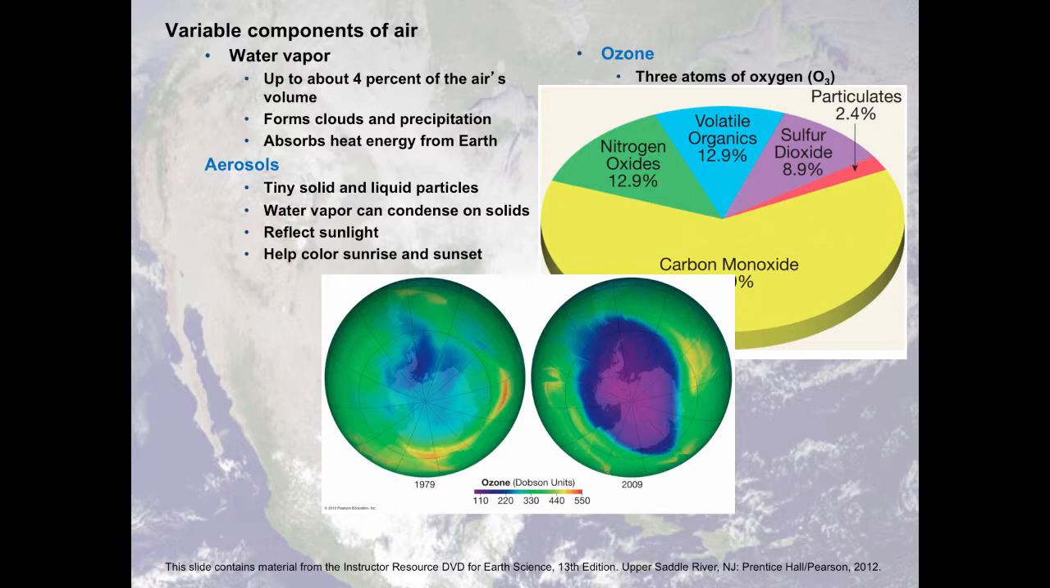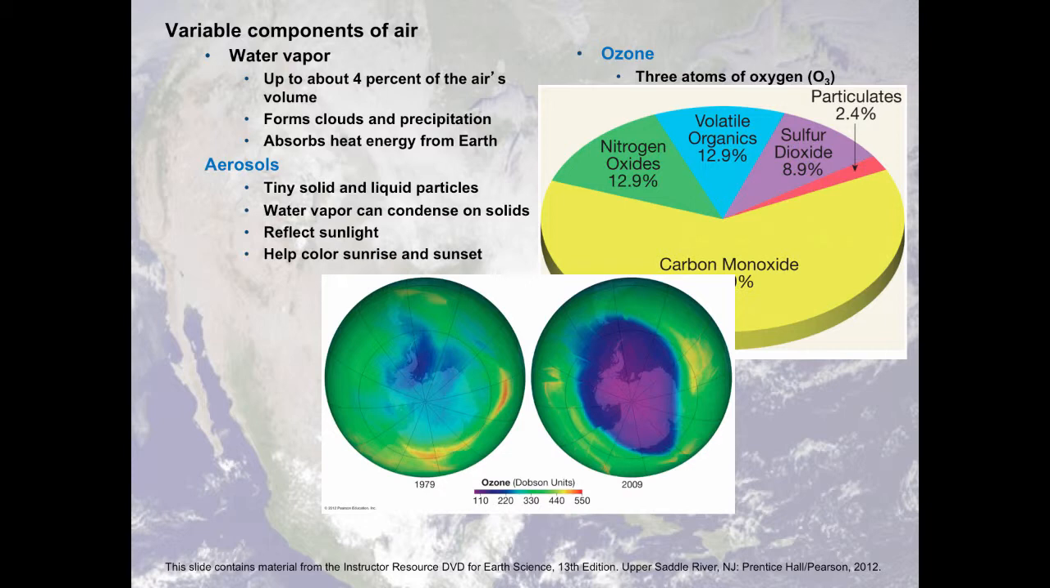And also you have what are called aerosols, which are tiny solid and liquid particles that exist in the atmosphere. Aerosols can be quite important, as water vapor and other vapors can condense on these solids. They also reflect sunlight, which can change the amount of solar radiation reaching the Earth, and which isn't scientifically important, but is certainly culturally important. The aerosols can add color to the sunrise and sunset.